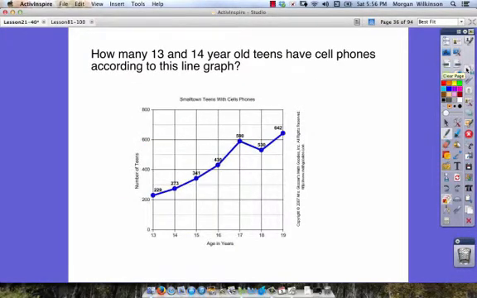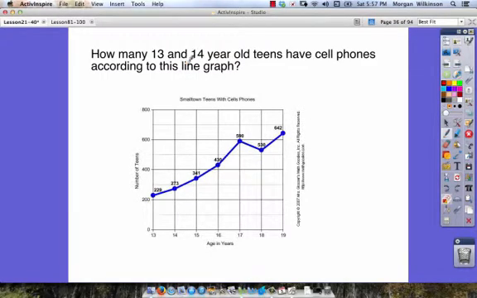Here we have a line graph, and the question says, how many 13 and 14-year-old teens have cell phones according to this line graph? So we can see on our horizontal x-axis is the age in years of our teenagers. The number of teens is listed on the y-axis going up and down, and this graph is called small town teens with cell phones.